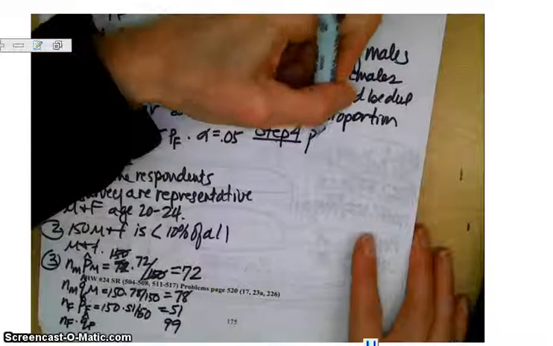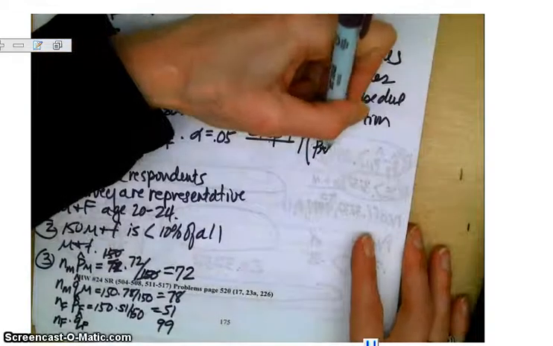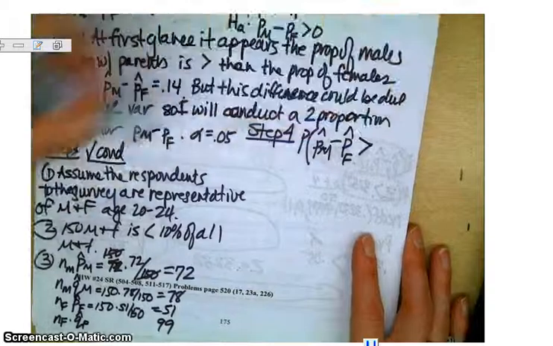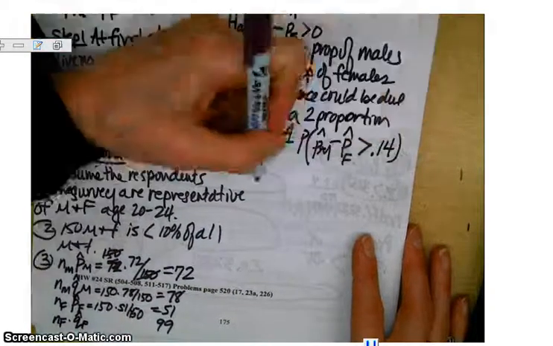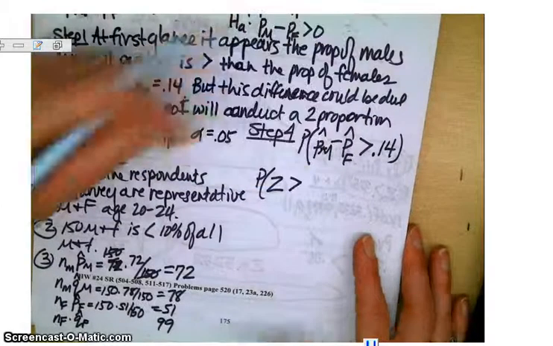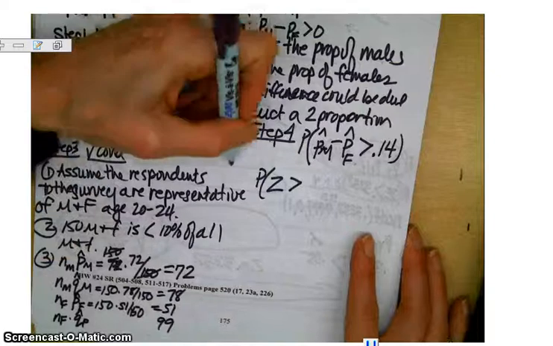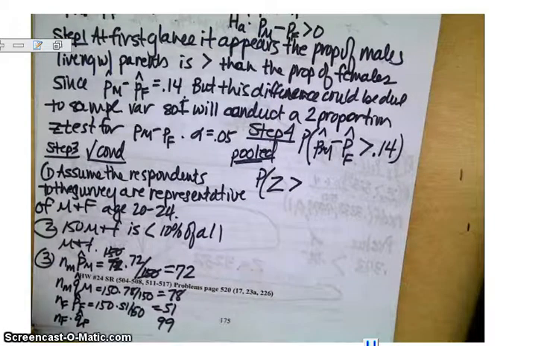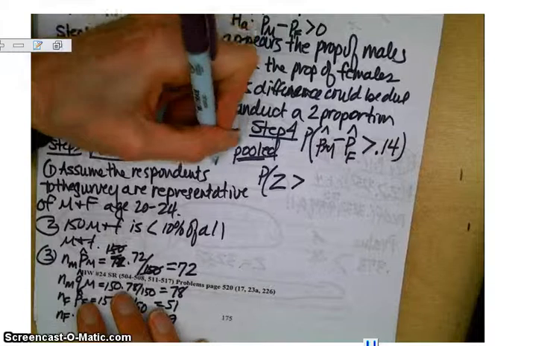I need to write the probability question I'm trying to answer, the probability that P hat of the males minus P hat of the females is greater than my observed difference. What's my observed? 0.14. Which is the probability that Z is greater than, well, you can write down here that this is going to be pooled. You should actually know how to calculate the P hat pooled.